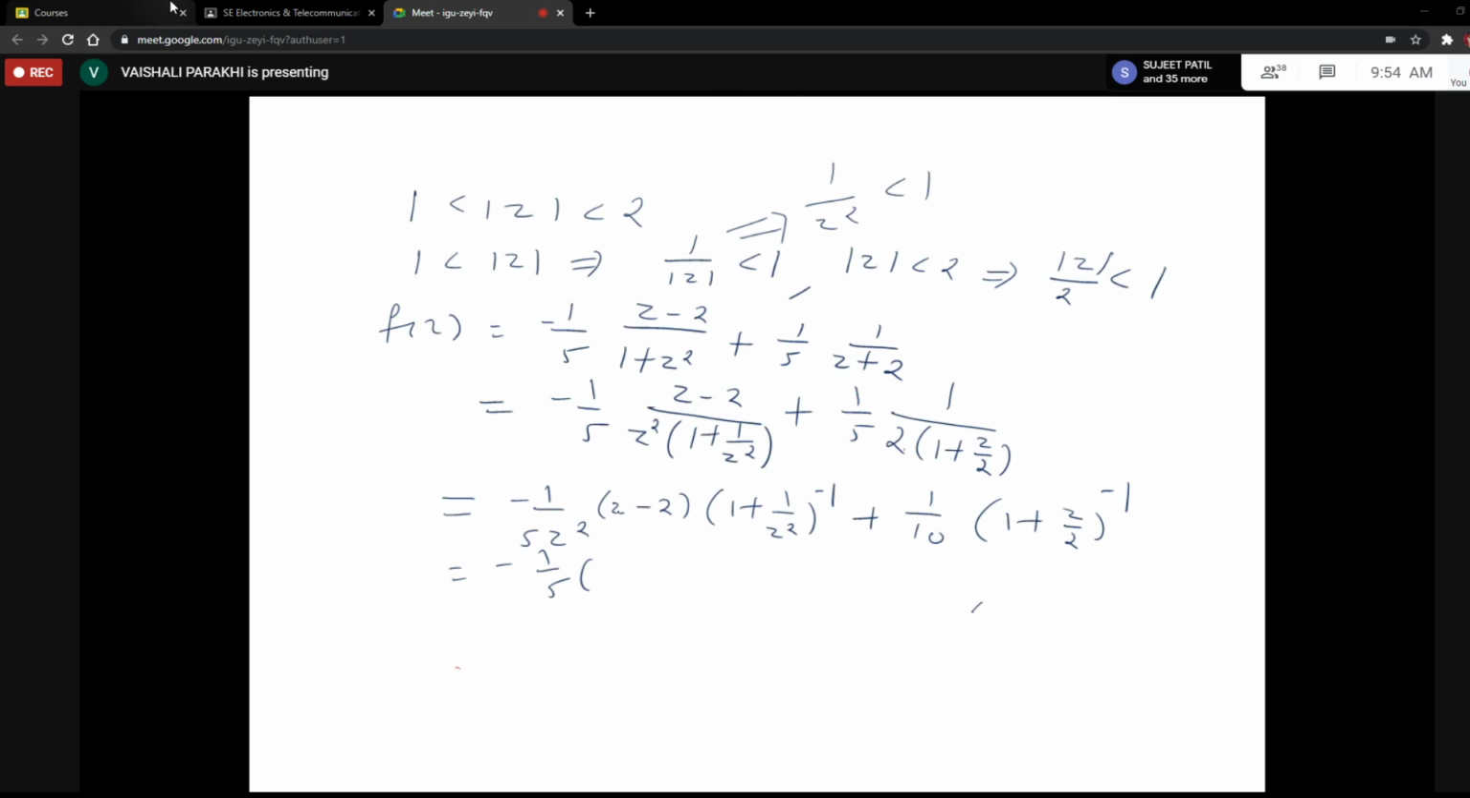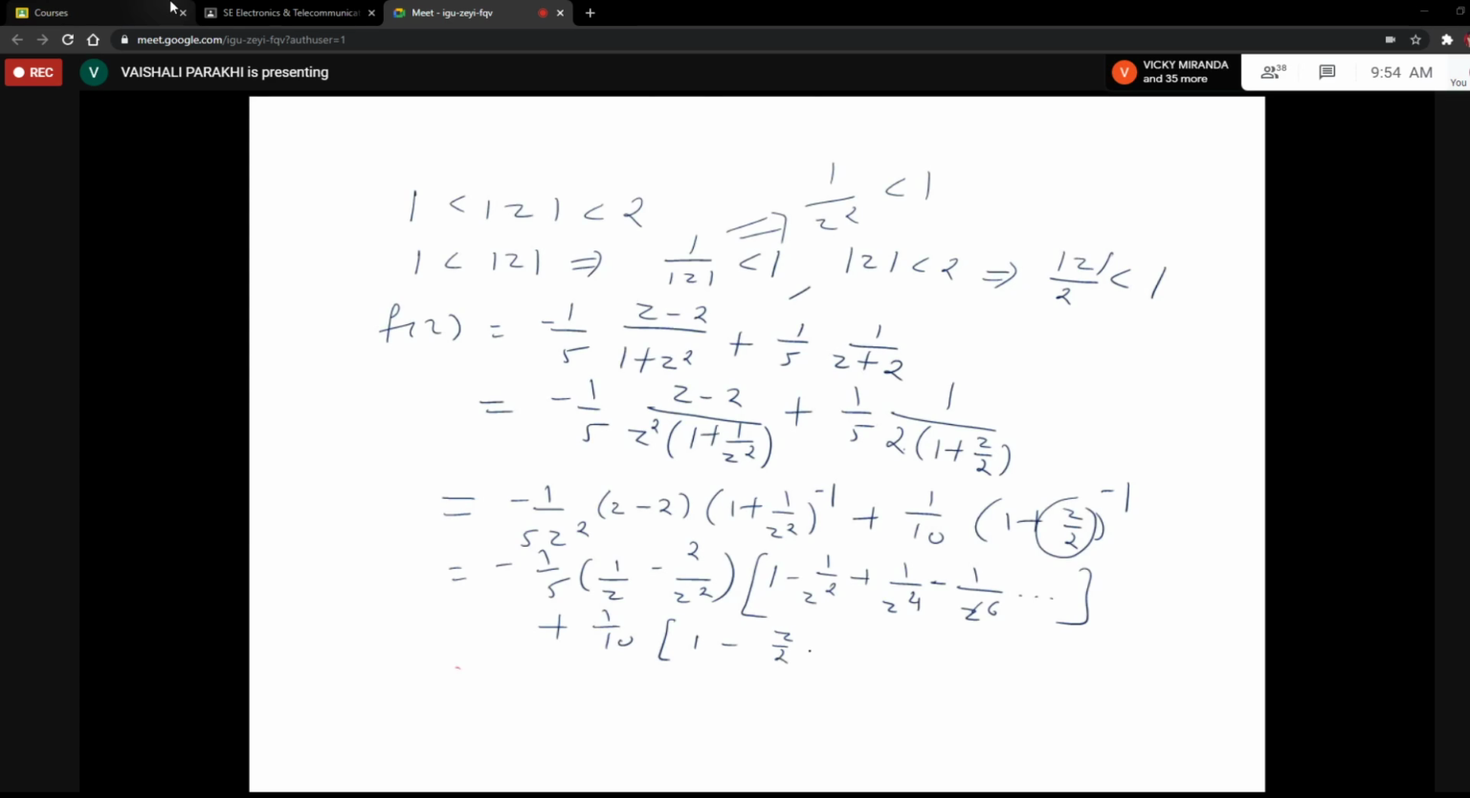Then minus 1 z cube. Z cube will be 1 upon z raised to 6 and so on. Then plus 1 by 10. Again expansion for this, 1 plus z raised to minus 1, where z is z by 2 here, right? Z is z by 2.